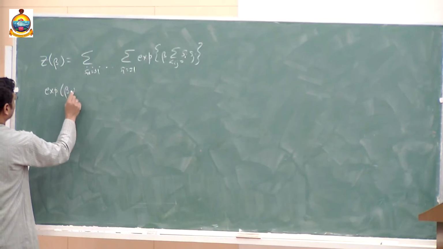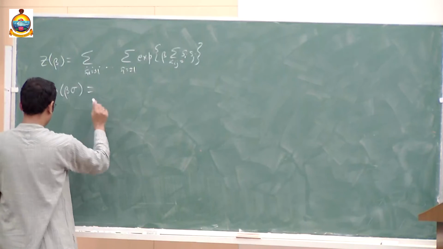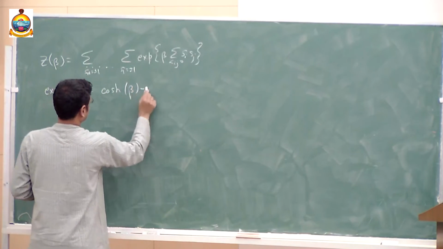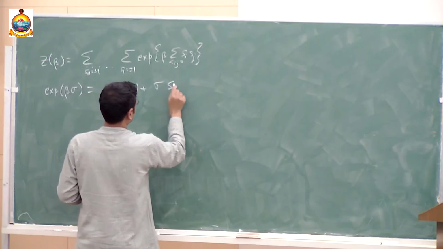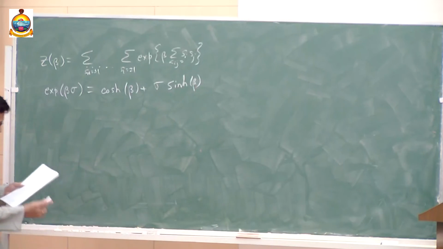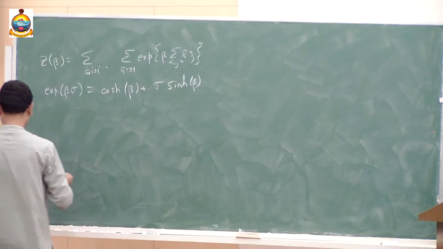If you have any variable sigma which can take value plus or minus 1, if you have any variable sigma which can only take value plus or minus 1, then you can write this equality. And you can just verify it by inspection. Okay, good. So that's point number 1. So let's use that here.